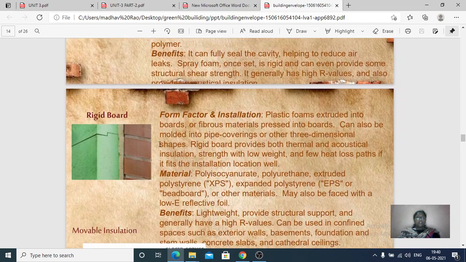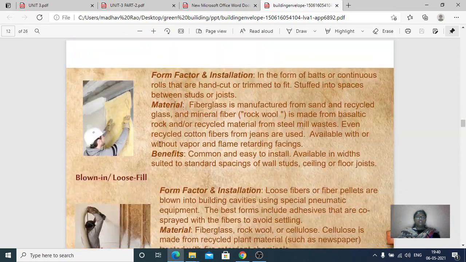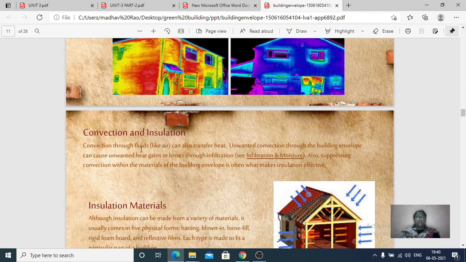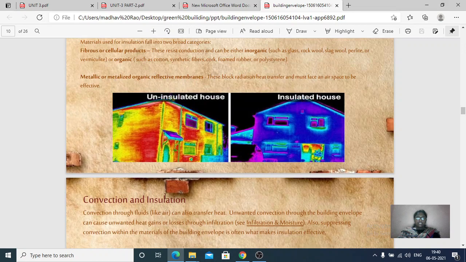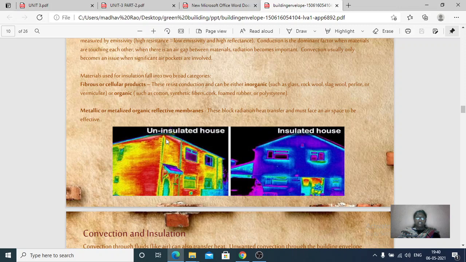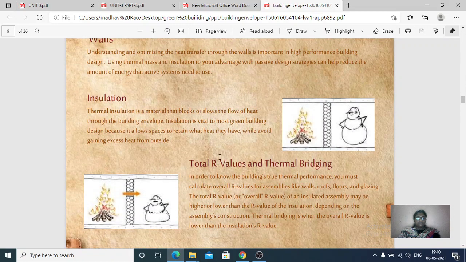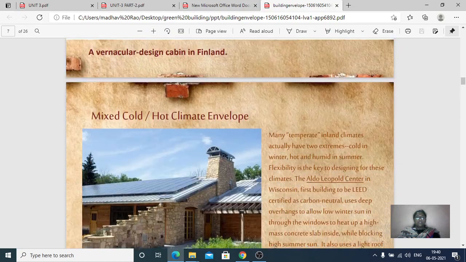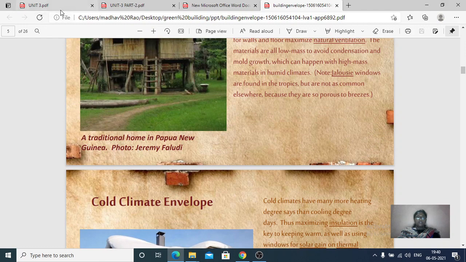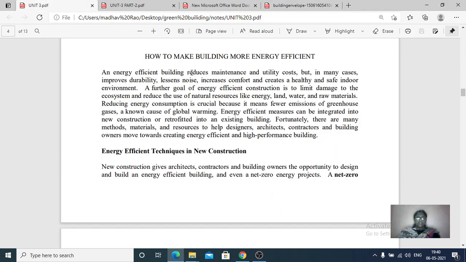So, I hope you have understood about this building envelope and what thermal insulation is. Here you can see it clearly, an uninsulated house and an insulated house. Next one, total R values and bridging. I hope you have understood here clearly. First we will check this conventional building, how to make a building more energy effective.